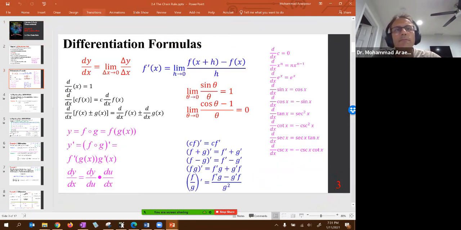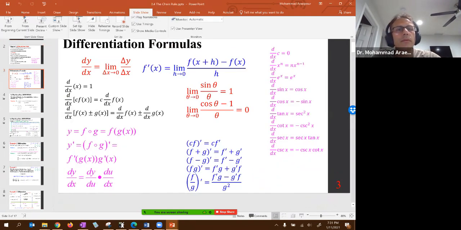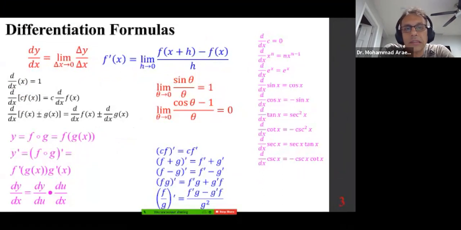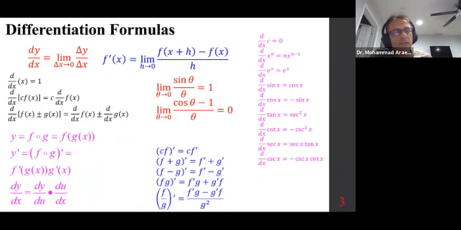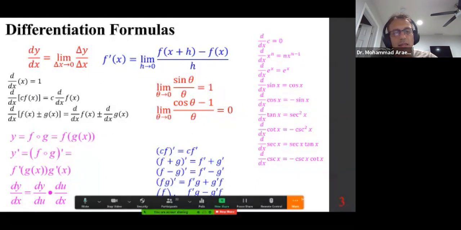So we've looked at a lot of rules and we are adding the chain rule. The chain rule pertains to composite functions, when we have a function of f of g, which is f of g of x. The derivative is f prime of g of x times g prime of x. And in Leibniz notation, dy/dx is dy/du times du/dx. What do we mean by that? Let's discuss that.